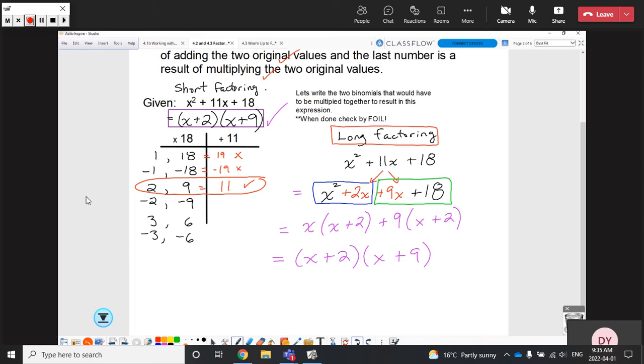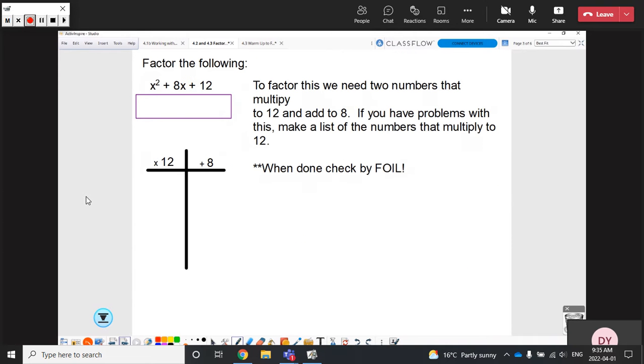Okay, because if this is good, then wow, this is going to be a great unit for you. Okay, let's try this again. X squared plus 8x plus 12. So essentially, we are looking for two numbers that multiply to the last one, and we're adding to the 8. So I'm not even going to think, I'm just going to go 1 and 12. And I know it's not going to be any negative numbers because our sum is positive 8.